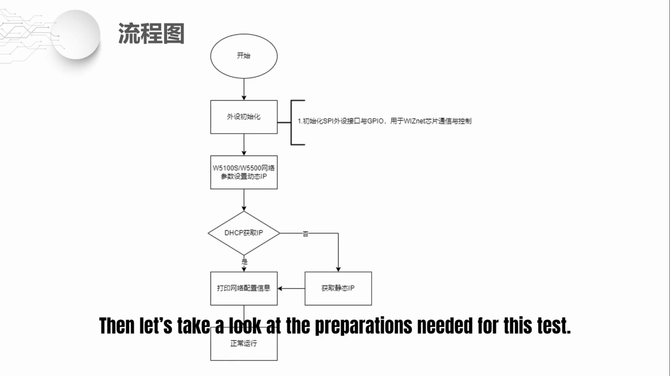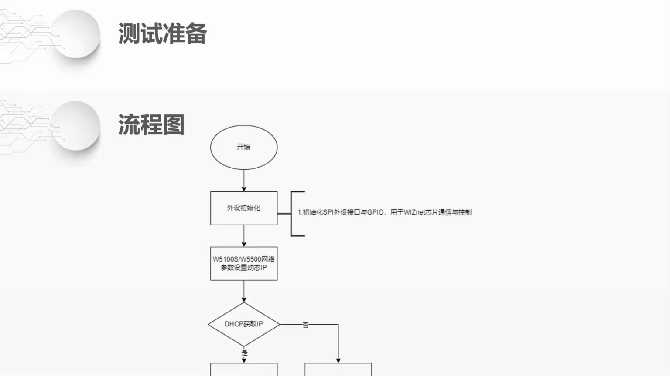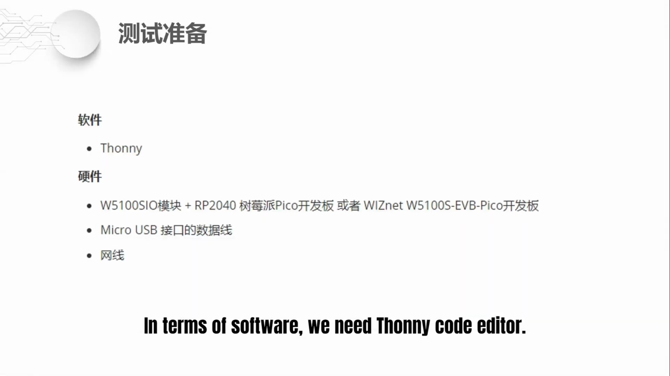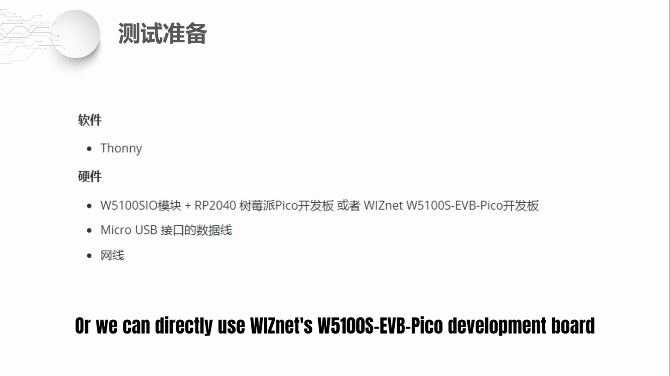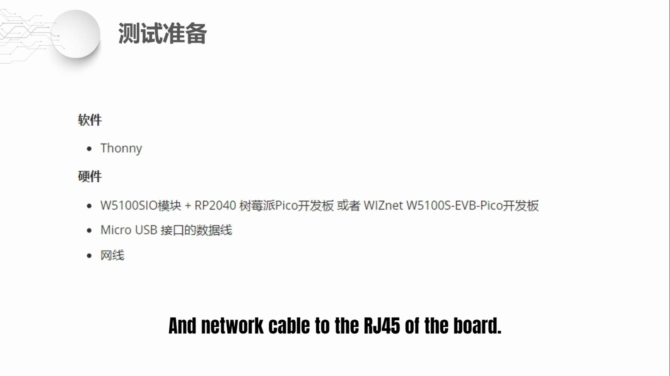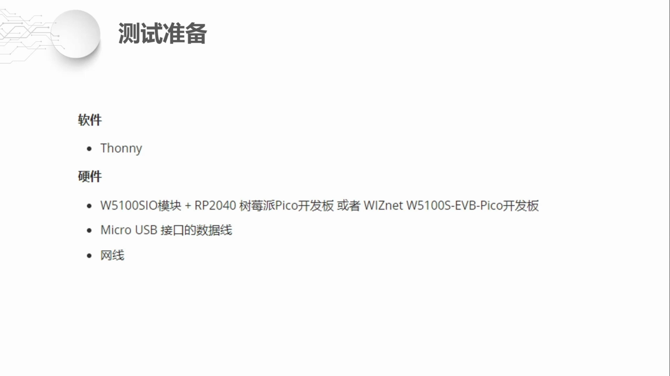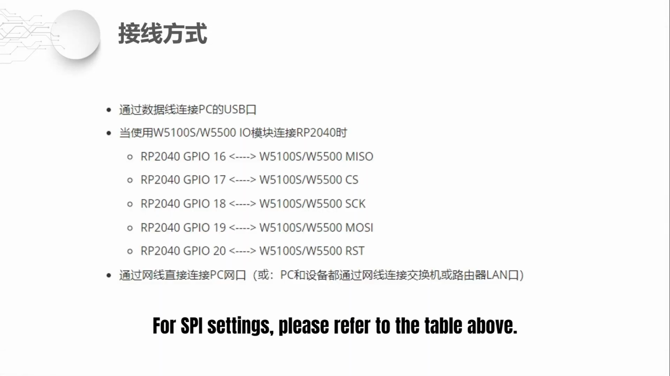Then let's take a look at the preparations needed for this test. In terms of software, we need Tiny Code Editor. For hardware, we need W5100S I/O module and Raspberry Pi Pico development board. Or we can directly use WIZnet's W5100S EVB Pico development board. In addition, we need to connect a micro USB interface data cable and a network cable to the RJ45 of the board. For SPI settings, please refer to the table above.